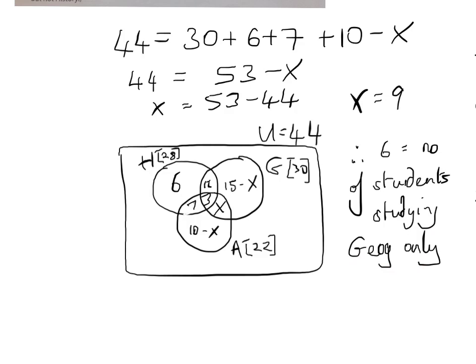So remember, in this question there were two main things to remember. One, it's not always the case that we use this equation here, where we set the universe equal to the sum of everything inside. Sometimes we might be able to say that the total of a particular set is equal to the sum of the elements within that set. That's another way of making an equation.